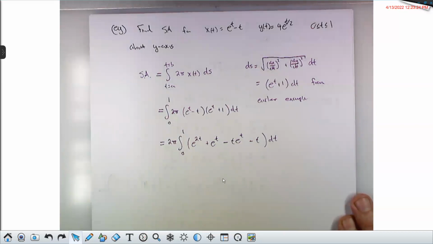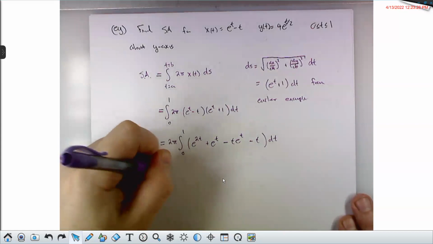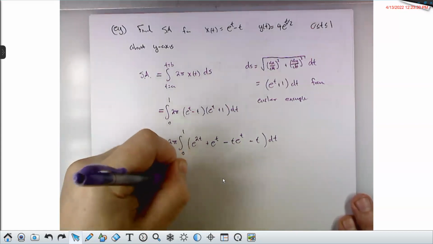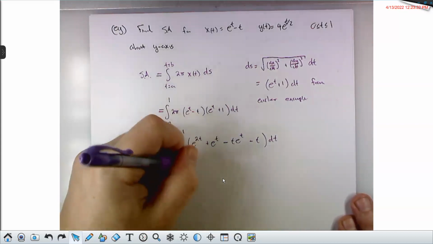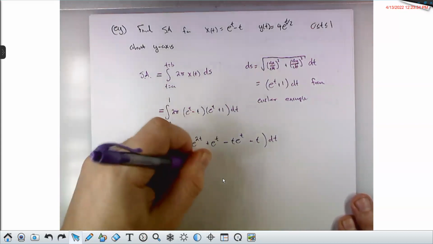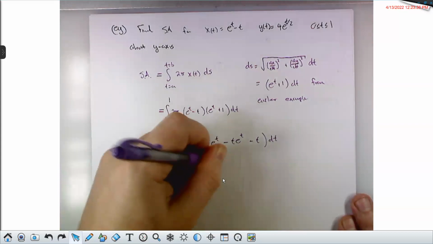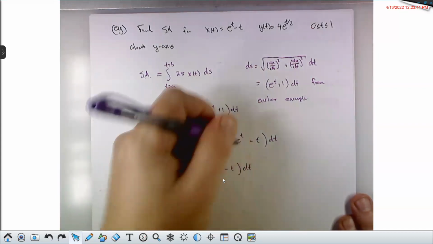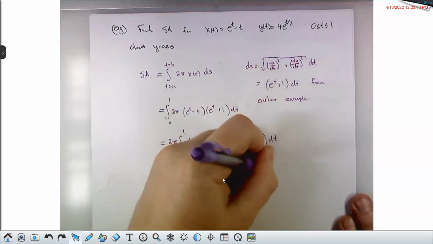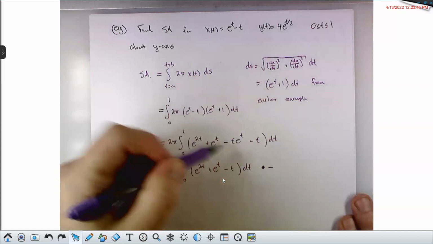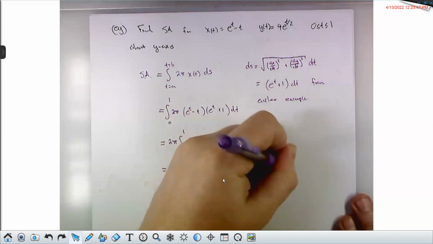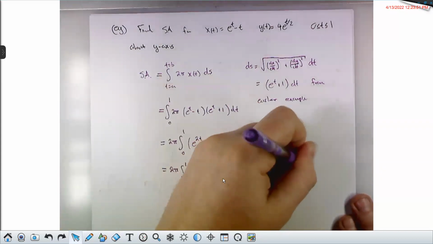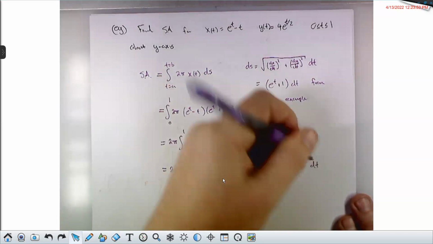I'm going to split this into super easy part and somewhat less easy part. Let's take the e to the 2t plus e to the t and the minus t. And then subtract from that because it's negative, 2 pi integral 0 to 1 t e to the t dt.